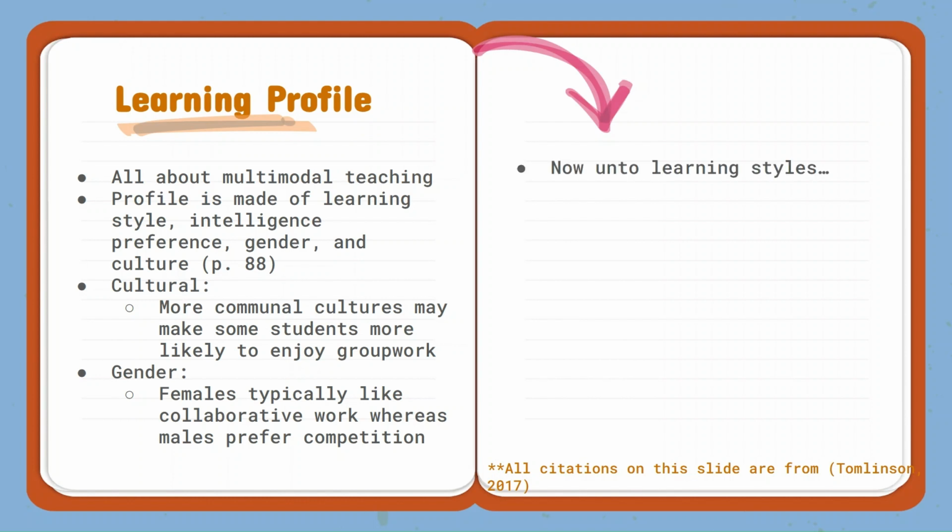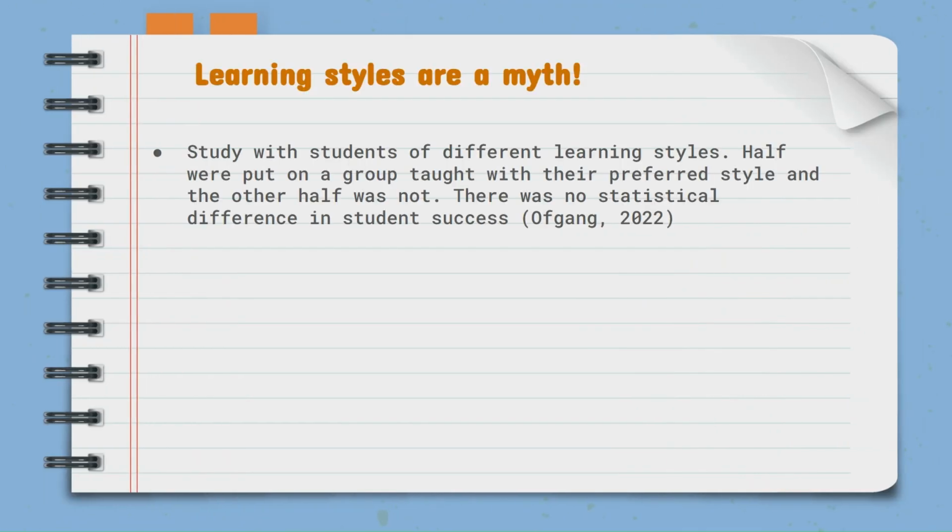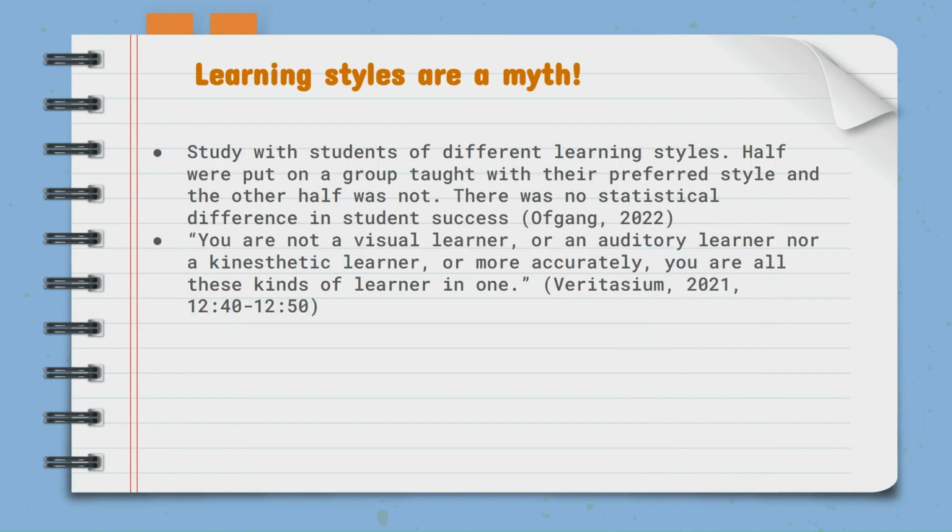Now we're going to go on to learning styles. Newsflash, learning styles are a myth. There was a study with students of different learning styles where half of them were put in a group with their preferred style and the other half were not. And there was no statistical difference in student success. If learning styles were correct, the ones that had been put in their preferred group should have done better, but they didn't. So therefore, learning styles are a myth.